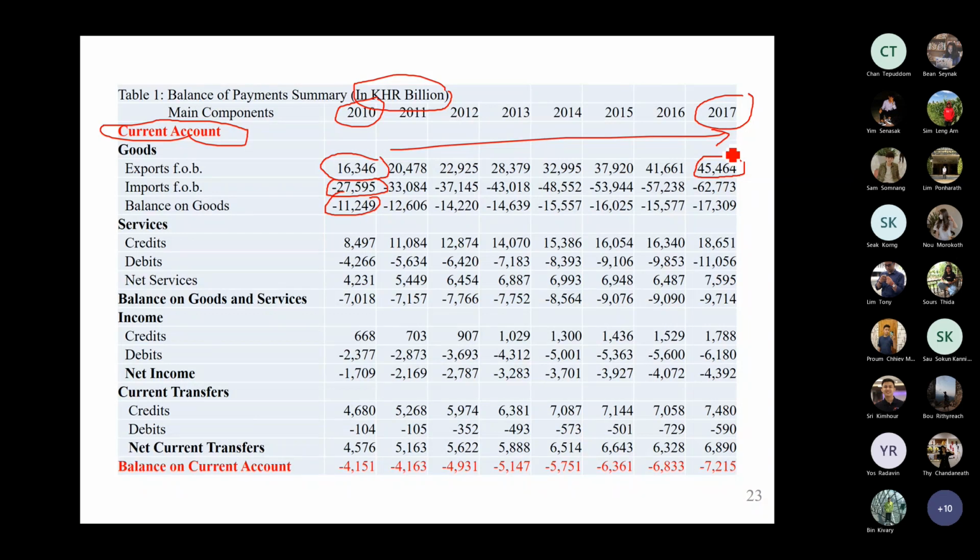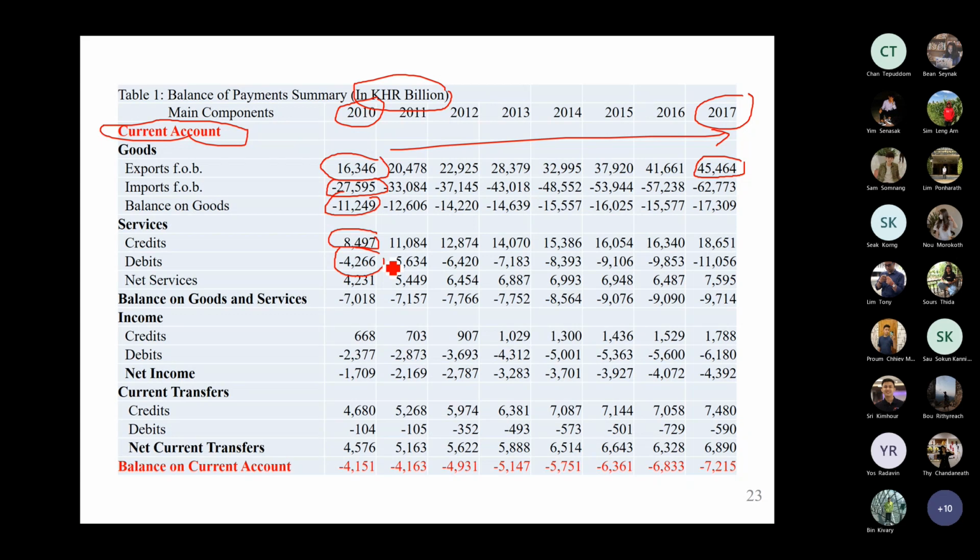Looking at services, we see that in the year 2010, the services that we exported were about 8 trillion. So the size of service trade is much smaller than merchandise trade. The value is smaller, but we export 8 trillion and we import services of about 4.2 trillion Cambodian riels. So we export more. In terms of services, we export more.